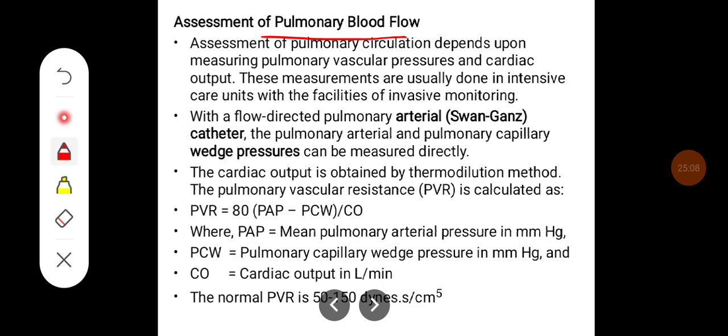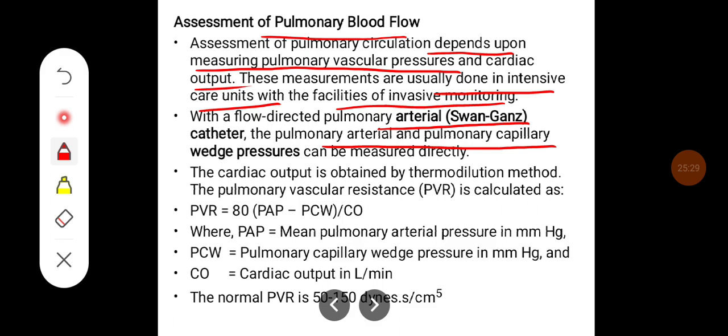Assessment of pulmonary blood flow. Assessment of pulmonary circulation depends upon measuring the pulmonary vascular pressures and cardiac output. These measurements are usually done in intensive care units with facilities for invasive monitoring. With a flow-directed pulmonary arterial Swan-Ganz catheter, the pulmonary arterial and pulmonary capillary wedge pressures can be measured directly.